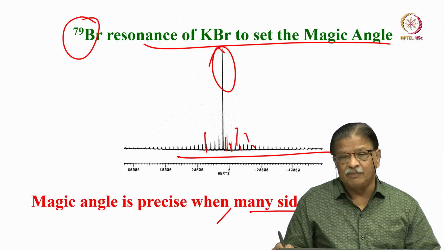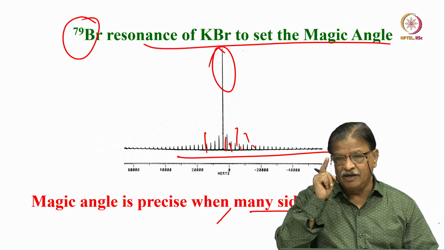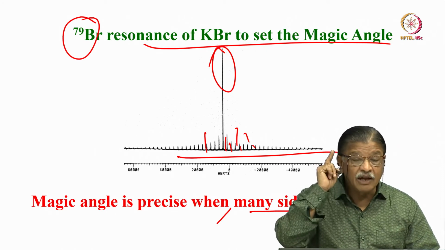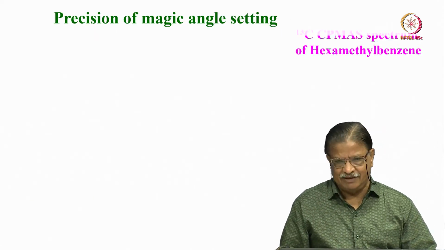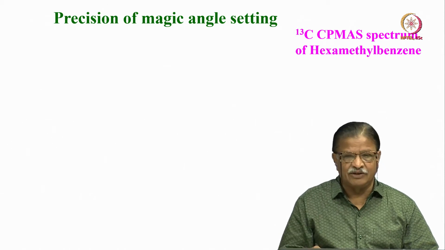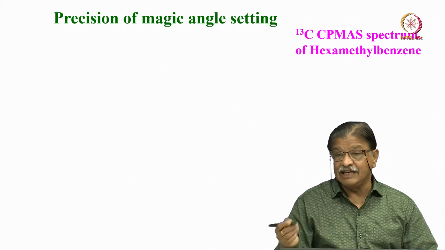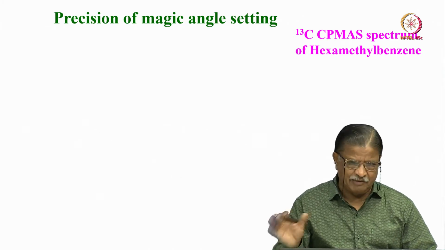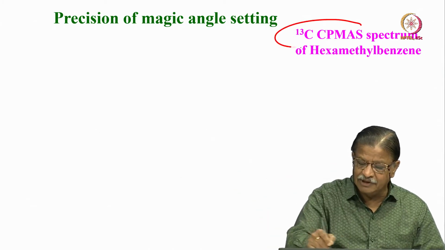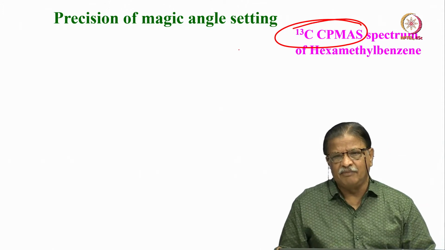When you are close to the magic angle in potassium bromide, bromine-79 resonance, you have a lot of side bands. How precise does the magic angle have to be? That can also be understood in a different way. Another sample which is normally used to understand the magic angle setting and also decoupling power, I will come to that later, is the carbon-13 NMR spectrum of hexamethyl benzene.